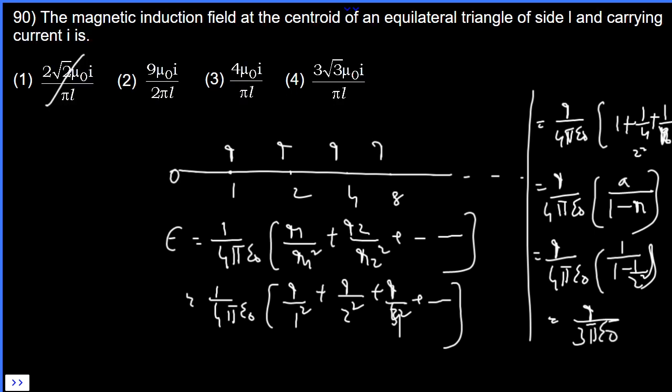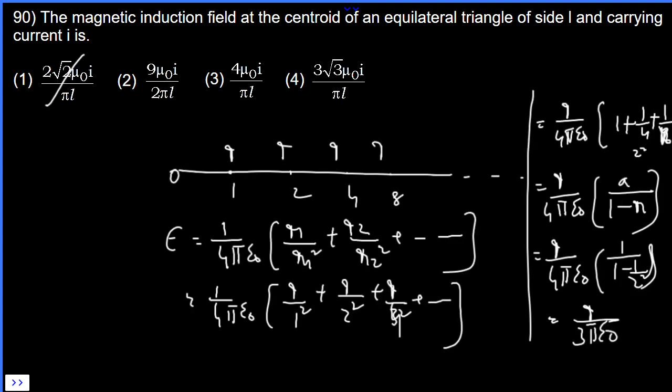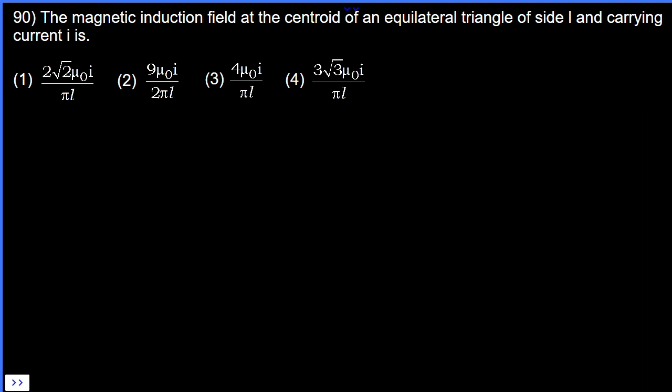90th problem. The magnetic induction field at the centroid of an equilateral triangle of side 1 meter and carrying current I is. So we have to find out the magnetic field at the centroid of the triangle. First of all, let us consider a triangle with side 1 meter. Here the magnetic field at that point is due to three sides.